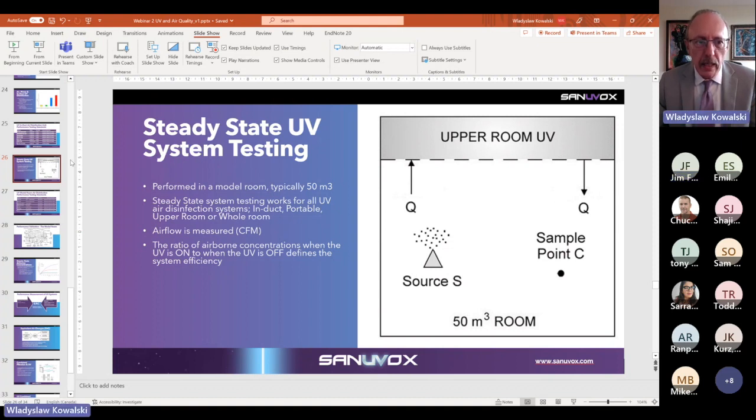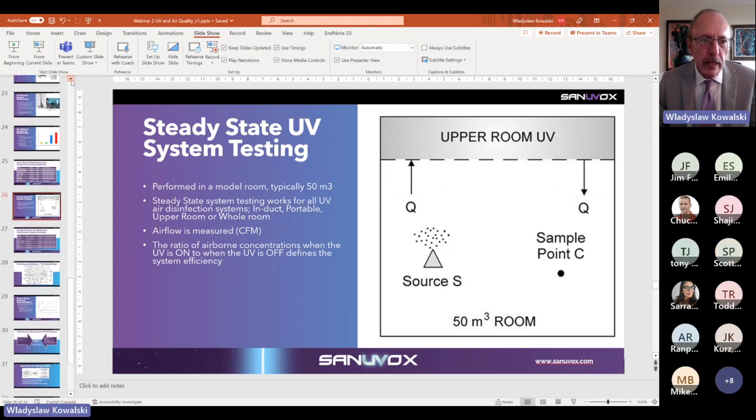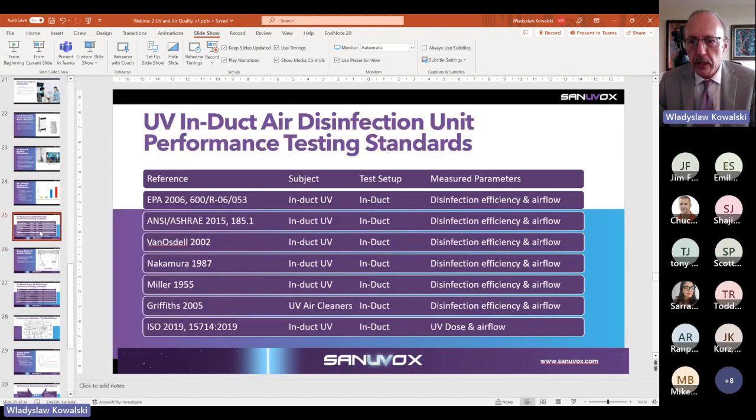Yeah, and like I mentioned, there are two kinds of tests. There's the in-room test we looked at, and then there's the induct test. The induct test measures from point A to point B, that is from your inlet to your outlet. It directly measures the airflow and disinfection efficiency. And this works well for portable units and induct units. It's not so easy to apply for upper room or whole room systems. And for that purpose, we need the whole room model test. I hope that's clear. Oh, absolutely. That really makes a big difference. Thank you. Okay.